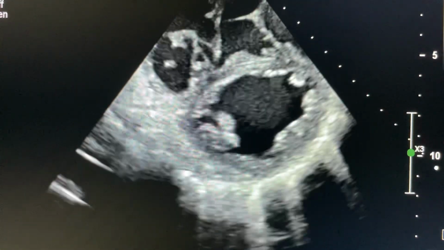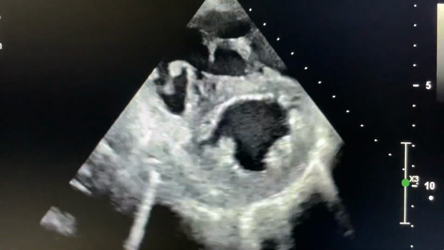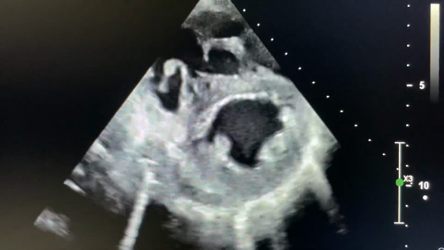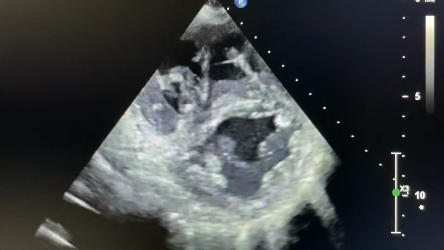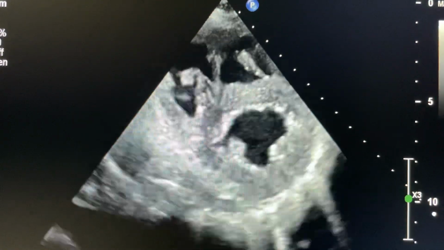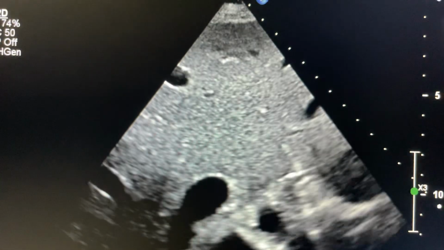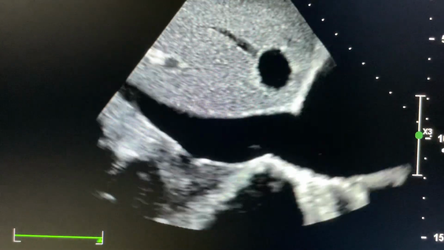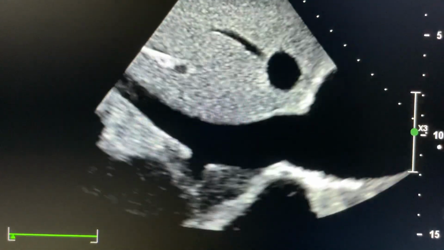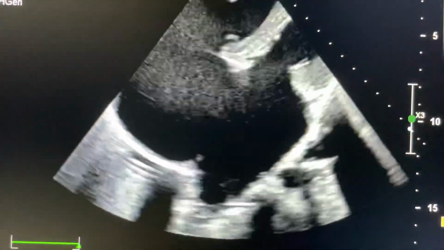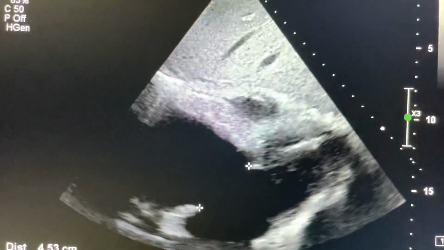Right ventricle and left ventricle. The left ventricle is not making a circular shape, indicating raised right ventricular systolic pressure. At the same time, the right ventricle is dilated compared to the left ventricle. IVC is dilated. Again, you see the IVC is dilated. Again, you see the right atrium and right ventricle dilated. The left atrium is also dilated.